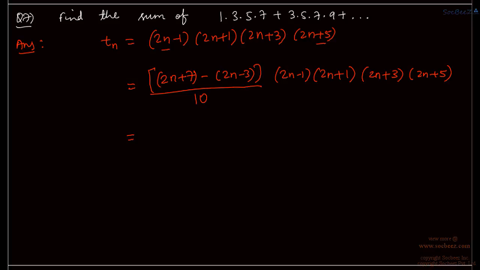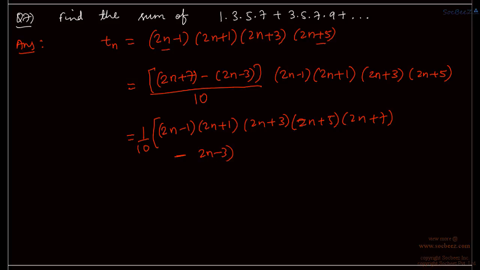Now I expand this. Okay. So my 2n plus 7 multiplies with all these 4 terms, and I'll take 1 by 10 common first. 2n minus 1, 2n plus 1, 2n plus 3, 2n plus 5, 2n plus 7, minus, because there is a minus here, this is 2n minus 3, 2n minus 1, and write them in the increasing order just so there is no confusion anywhere. Right. So this is my Tn.